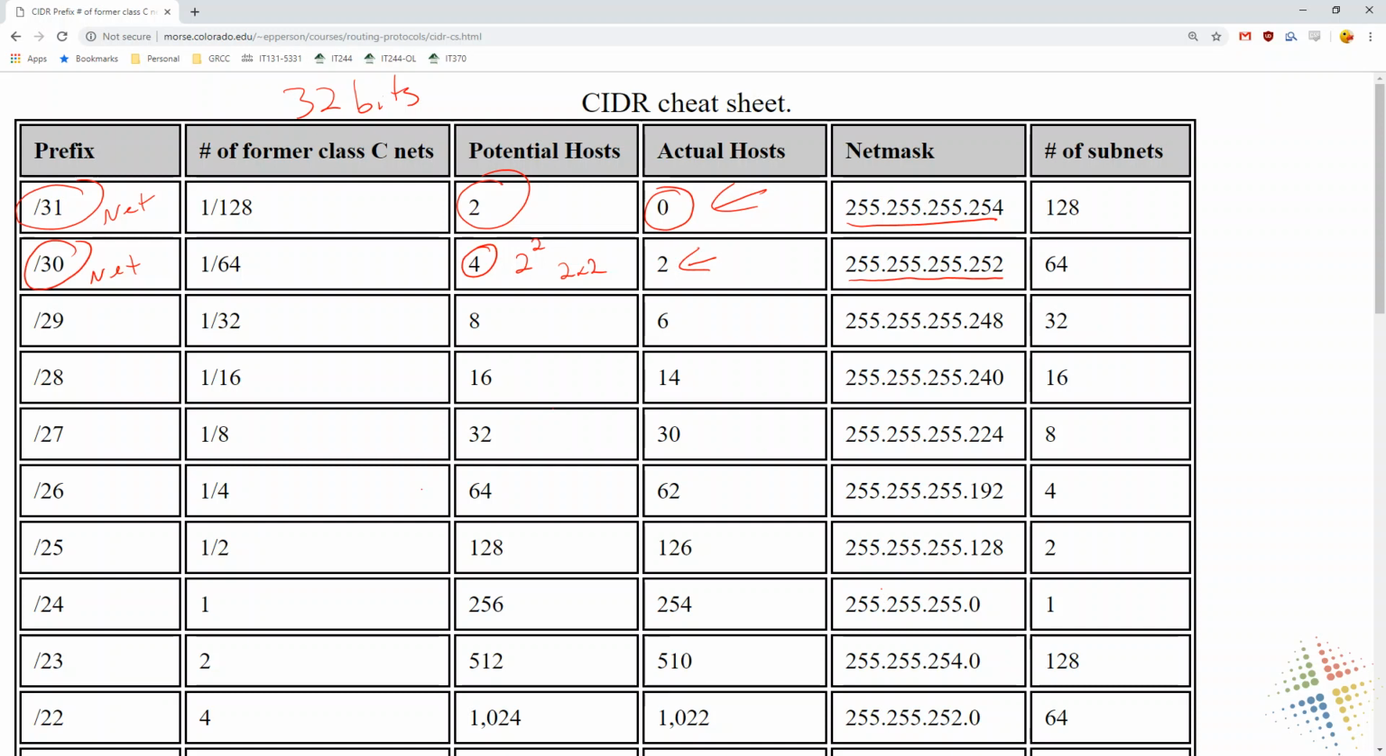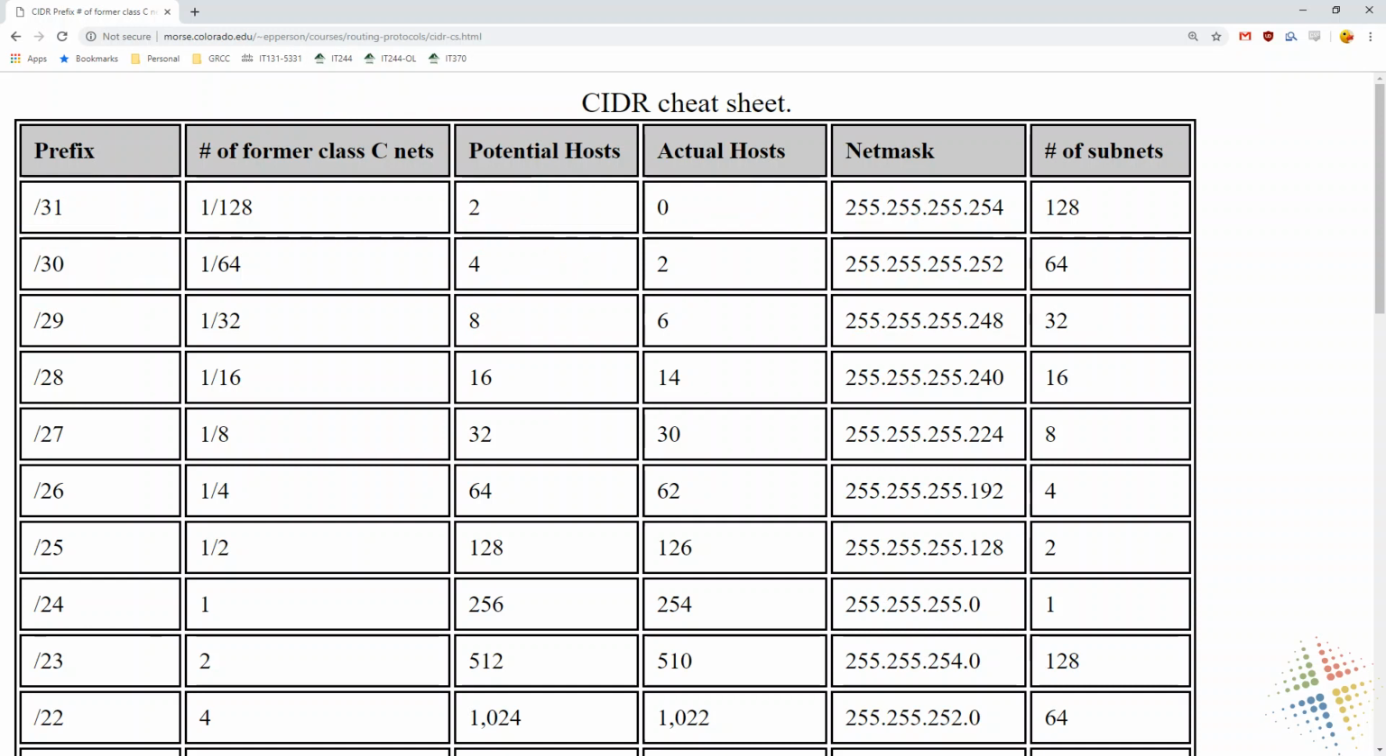This is a great network size if I want to connect, say, 2 buildings together, and I want one address on the router in building A and another address on the router in building B, so now they can address each other and communicate back and forth. I only need 2 addresses in this network, therefore I can use a /30. Same thing as we go down here, /29. So 29 bits for the network, which means 3 bits for the host, which gives me 2 to the third, or 2 times 2 times 2, 8 potential hosts, minus 2 is 6 actual, and my subnet mask.